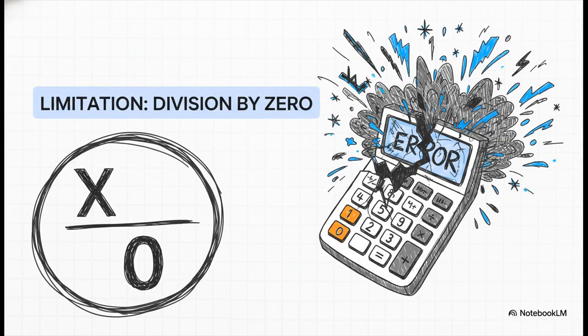But MAPE has an Achilles heel. It has this one huge weakness that we call the zero problem. See, if the real value you were trying to predict turns out to be zero, you end up trying to divide by zero in the formula, and the whole thing just breaks.